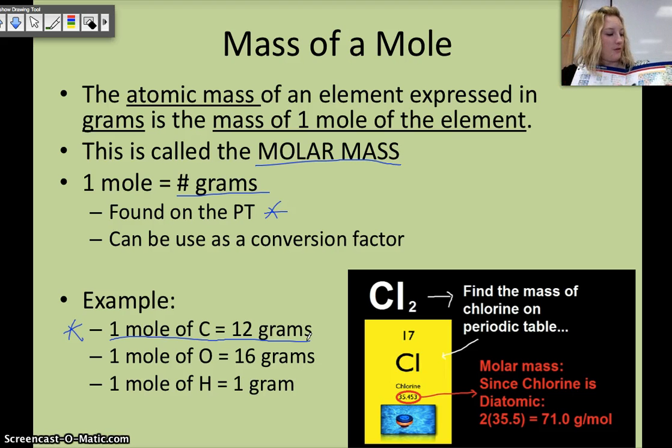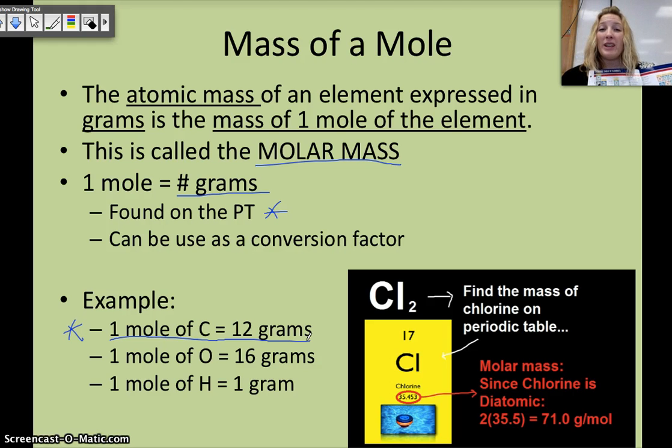1 mole of oxygen, if you find that, has a molar mass of 15.999. Depending on the periodic table that you have, it could even have more decimal places than that. But again, we just use basically to the 10th, so we can round that to 1 mole of oxygen is 16 grams. If you take a look at hydrogen, 1.0079. So we can round that to 1 gram. 1 mole of hydrogen equals 1 gram.